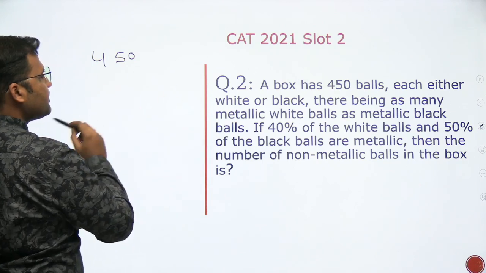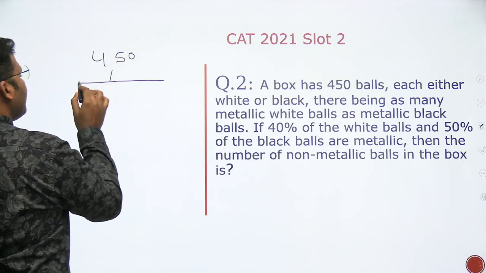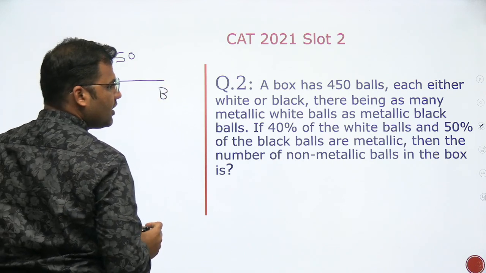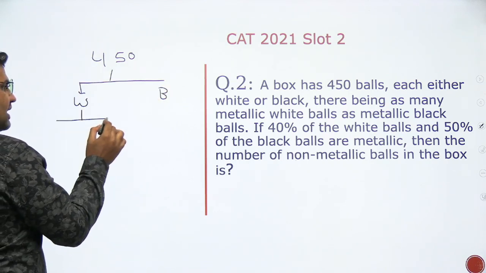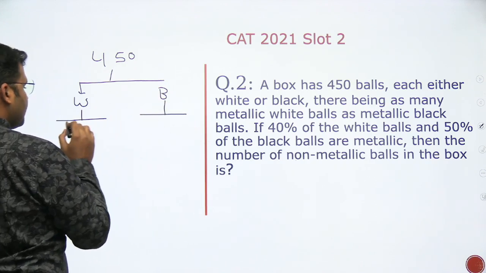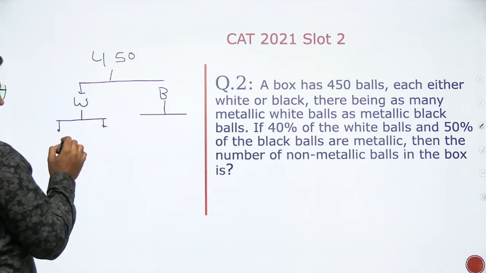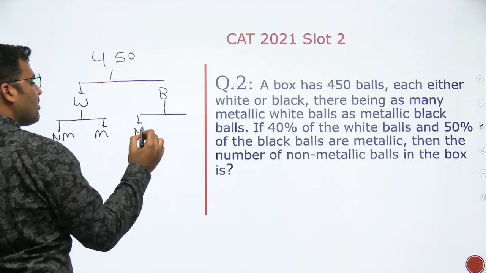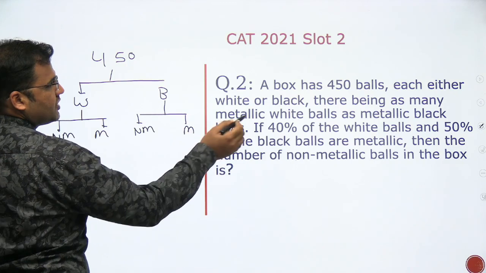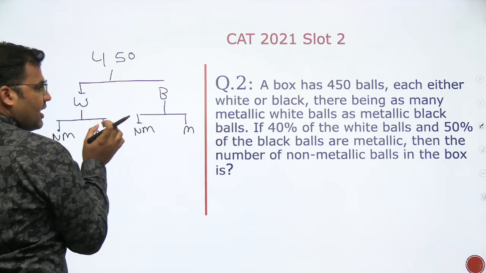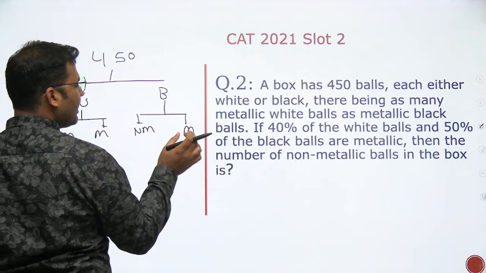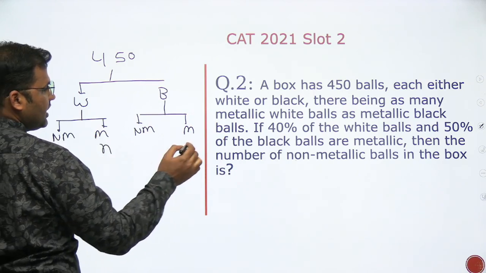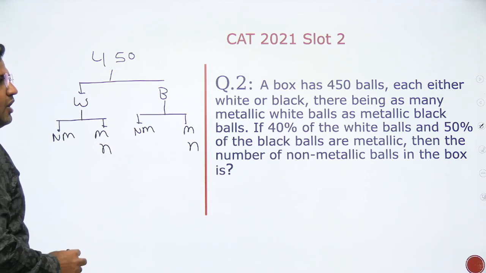Now out of 450, the type of balls are either white or black, right? Now the further category of white and black balls is metallic and non-metallic. So a black ball may be non-metallic or metallic. Our question says as many metallic white balls as metallic black balls. So the number of metallic white balls will be the same as the number of metallic black balls.